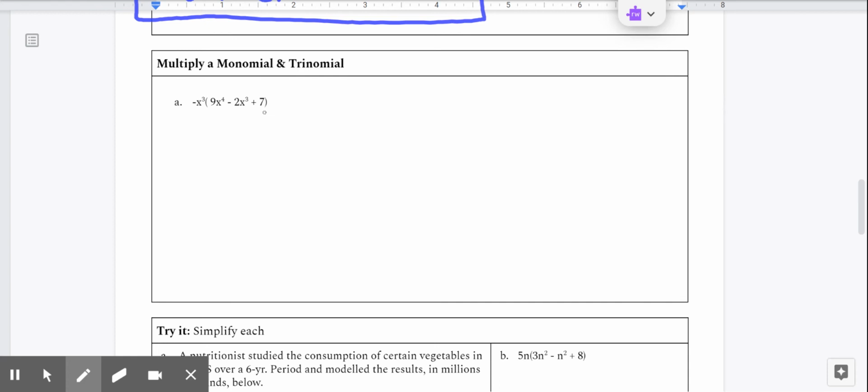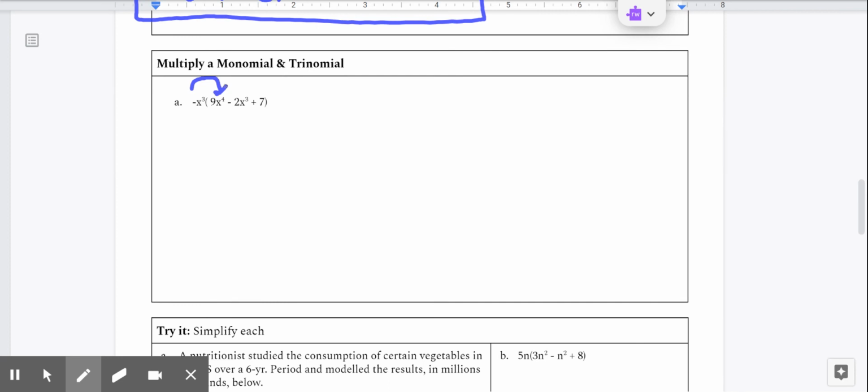Here, those exponent rules that we learned in our last chapter are going to be really important. We have to remember our product rule because we're going to be multiplying exponents, multiplying powers. Otherwise, we're really just using our distributive property here, right? So really, I'm just distributing negative x cubed times everything inside the parentheses.